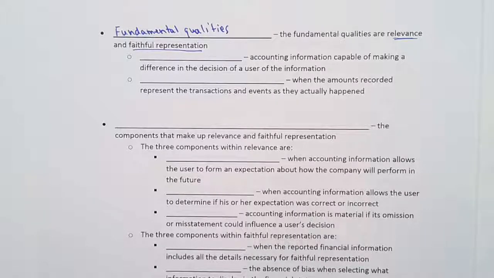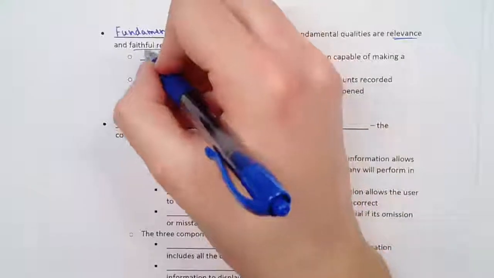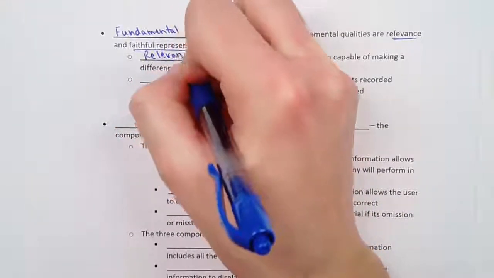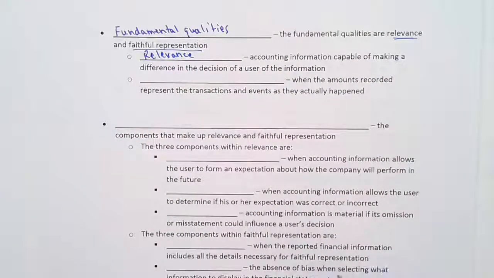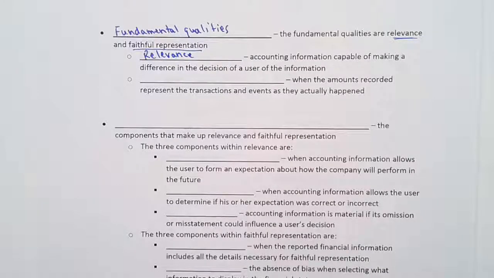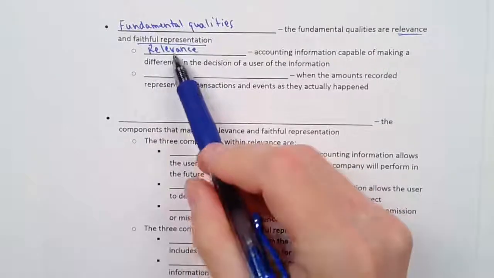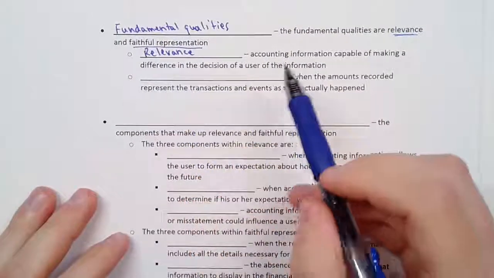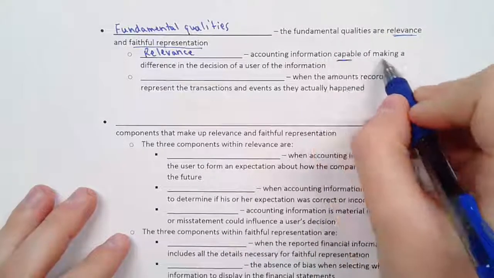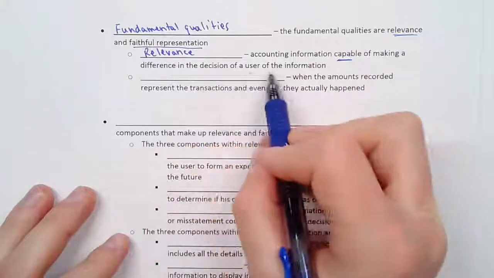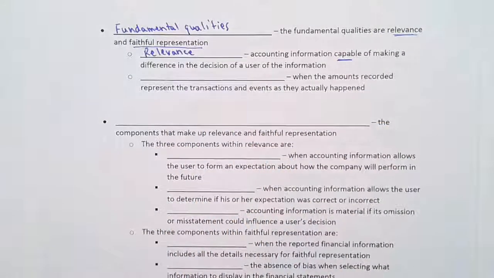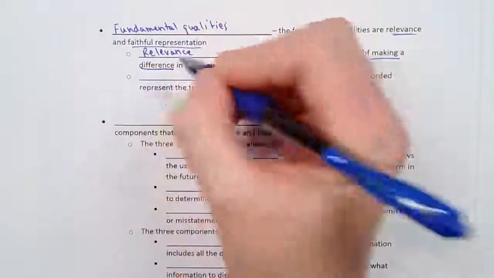The first one, again, is relevance, like we just talked about. You also need to know what they mean, not just that it's relevance or faithful representation. Relevance means that accounting information is capable of making a difference in the decision of a user of the information. That's what relevant information is.